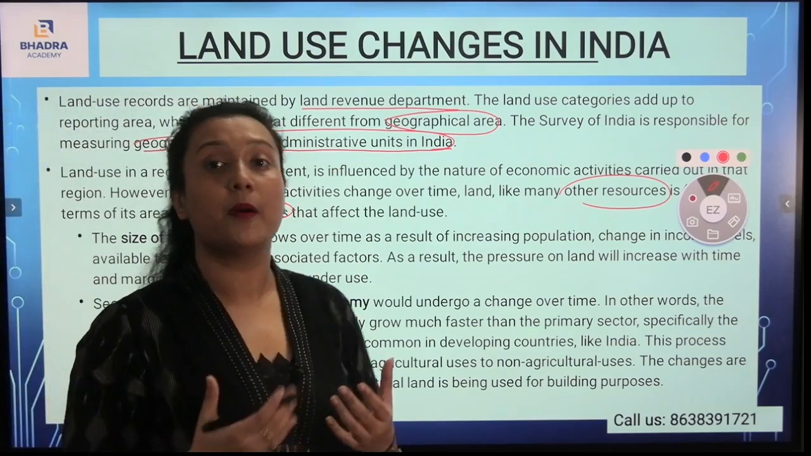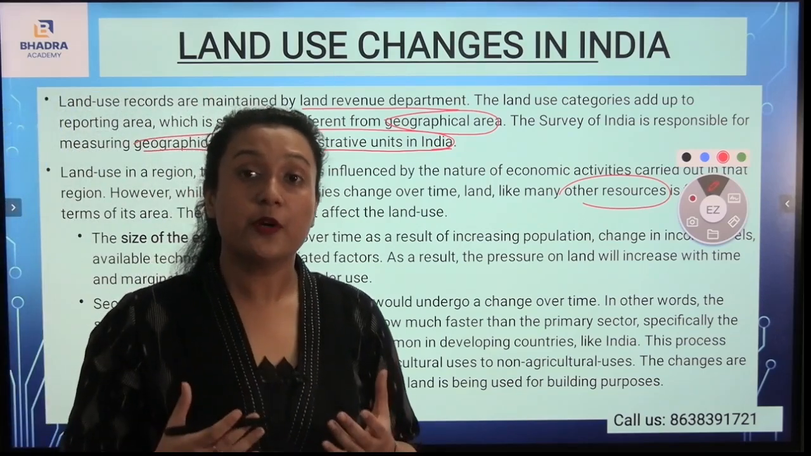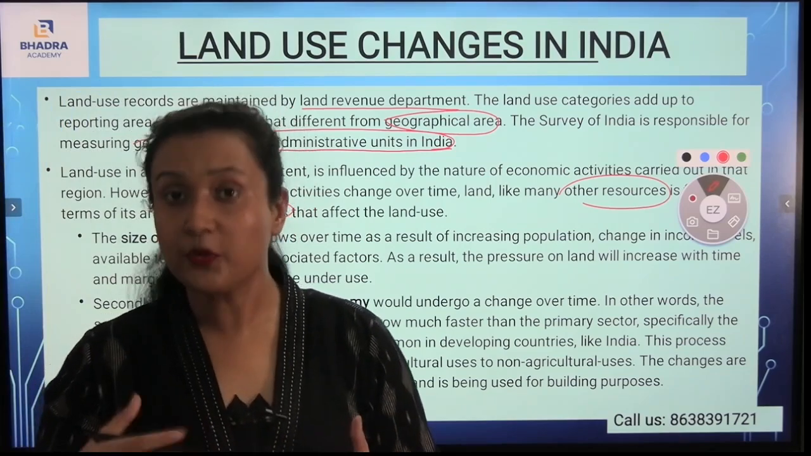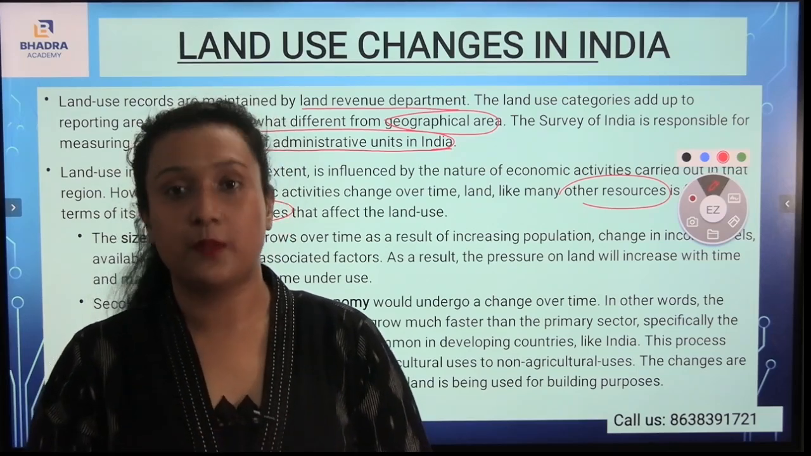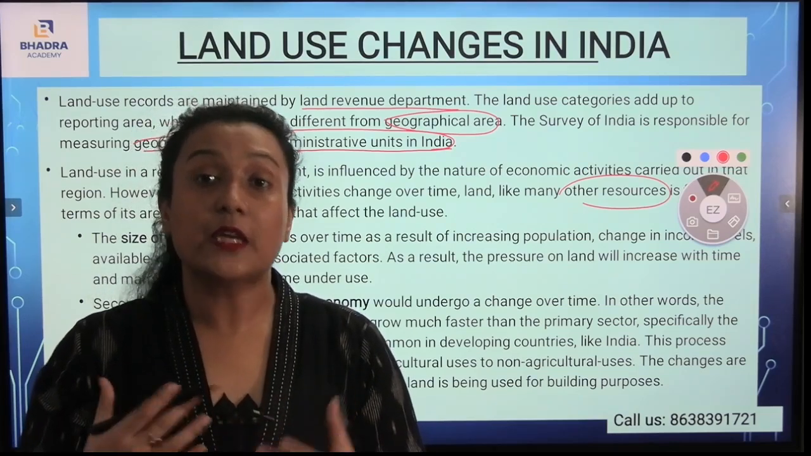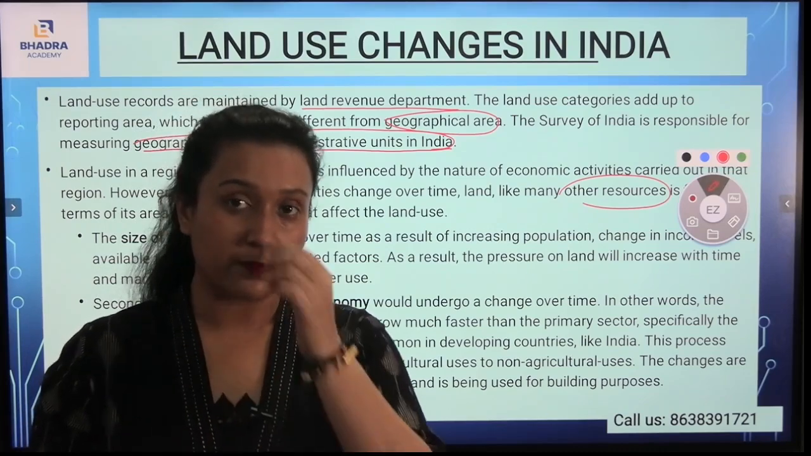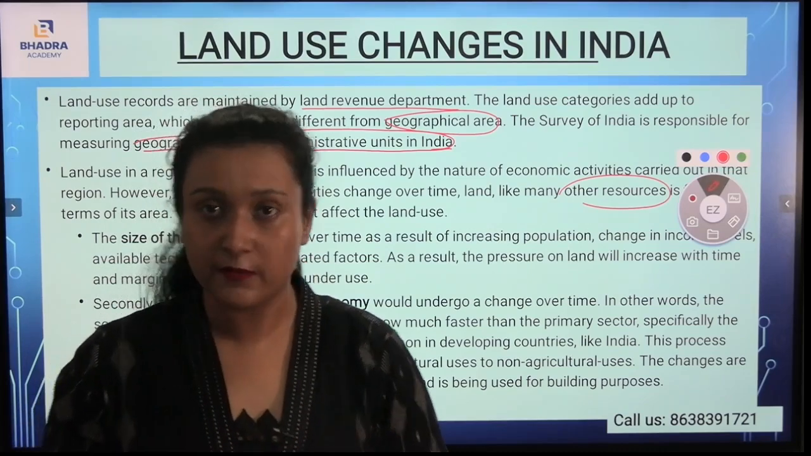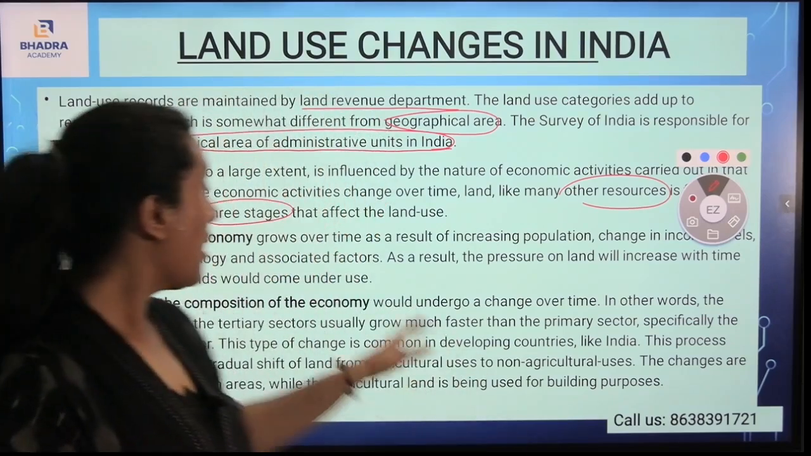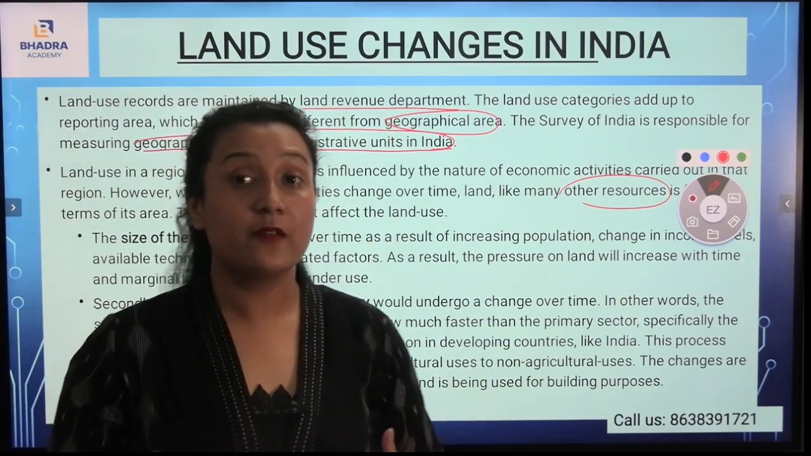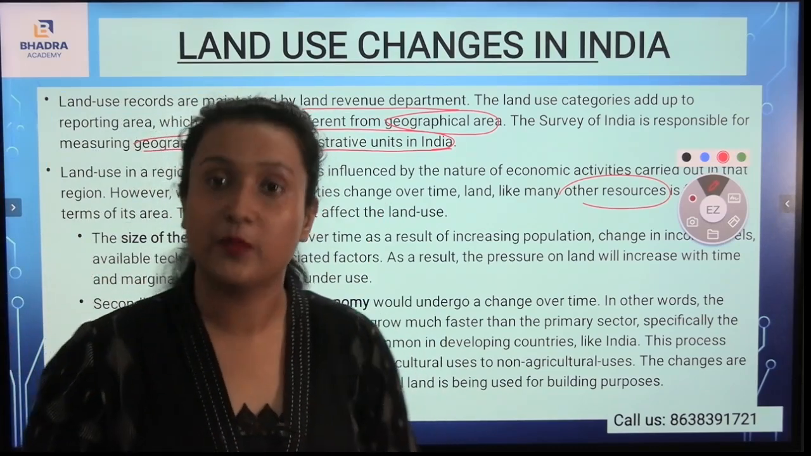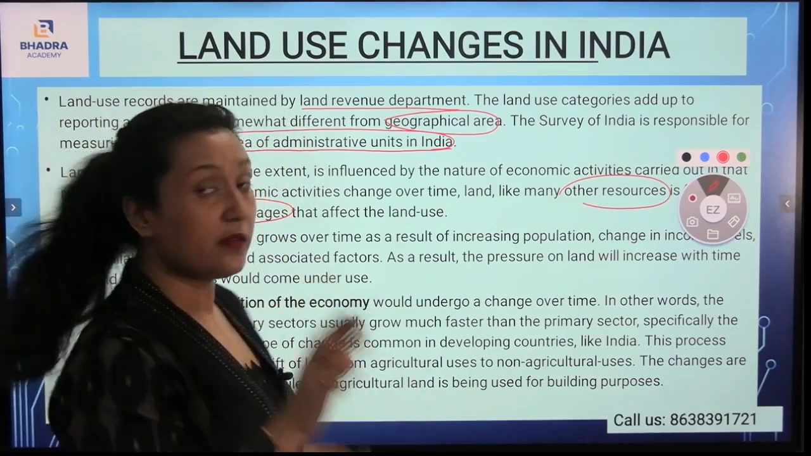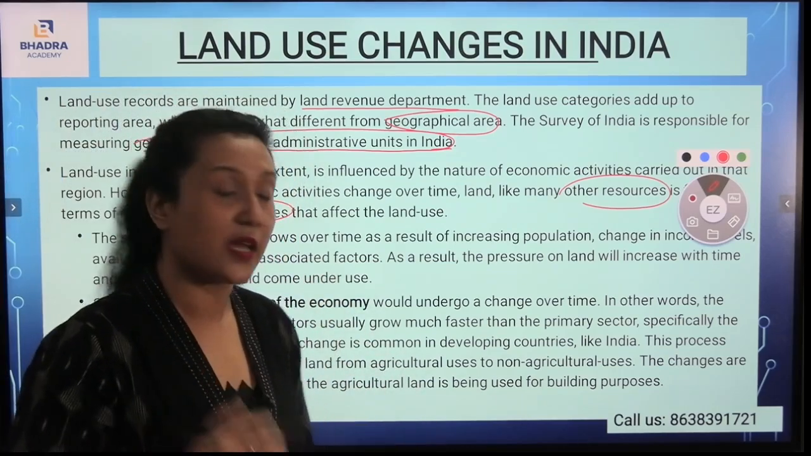If we are using a particular land, how will that land be used? First of all, there is increasing population: how much population is there, and what kind of economic activity will be carried out on that particular land. The income levels also come in, as associated factors. On the other hand, there is the available technology: what kind of technology can be used on that piece of land also comes under the size of the economy.